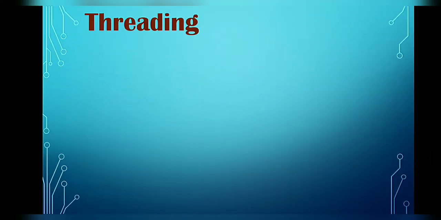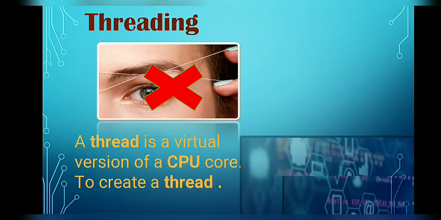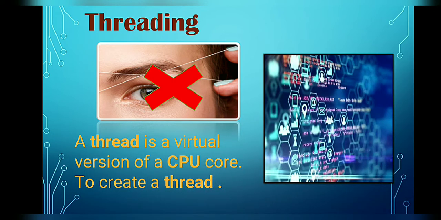So the next thing is the threading. It is not threading your eyebrows. It is a virtual version of a CPU core. Originally, it is a program by which a virtual CPU can be made. It is not a physical CPU core in your processor. It is a virtual CPU core.